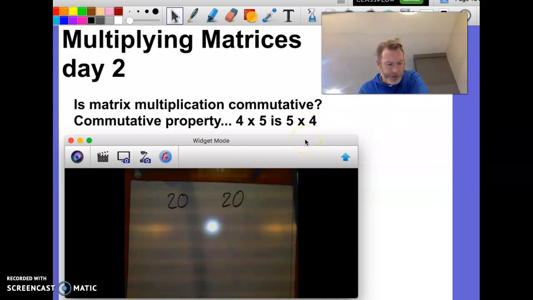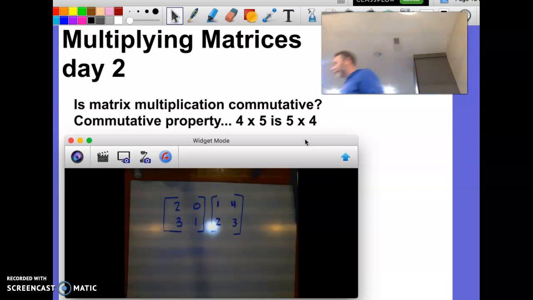We're going to use matrices to solve some things in a few days. So we want to look at, are matrices commutative? That's our essential question. Can we switch the order? Well, let's take a peek.